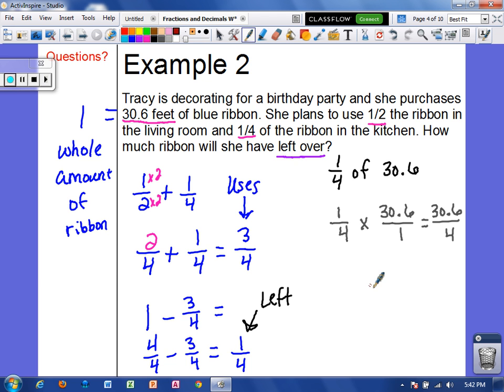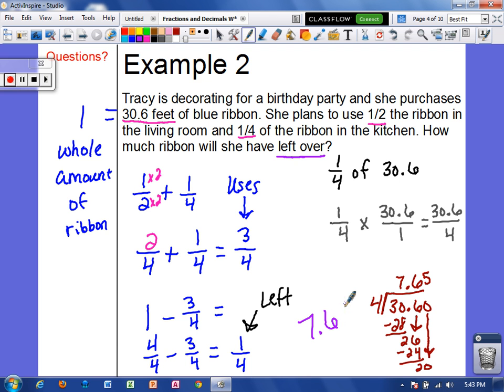And then we're going to put top dog in the house and divide. I am dividing a decimal by a whole number, so I simply pop up the decimal. 4 cannot go into 3, but it can go into 30 7 times with a remainder of 2. Bring down the 6. 4 goes into 26 6 times, which is 24. Then I get a remainder of 2. So I'm going to add a 0, bring it down, and 4 goes into 20 5 times. And we know if we subtract that out, we get a remainder of 0. So our final answer, after all that work, we will have 7.65 feet of ribbon left. So that means Tracy will have 7.65 feet of blue ribbon left.